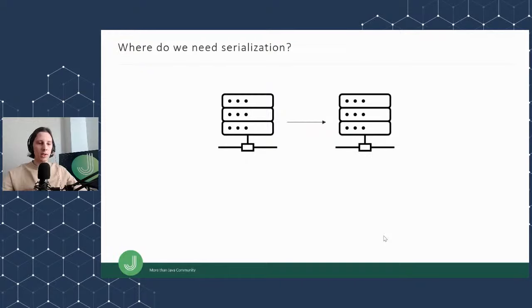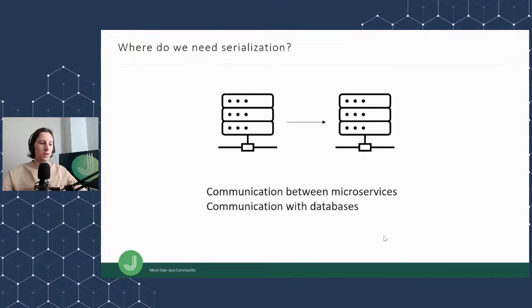From the previous slides, well, we need it when we have two servers communicating. It can be when two microservices of our application are communicating, or when our microservice is communicating with a database, or when we are trying to talk to a third-party service. So, as you can understand, every single application nowadays needs some form of serialization because an application that doesn't talk to other applications and doesn't talk to the database, I don't know what it can really do.